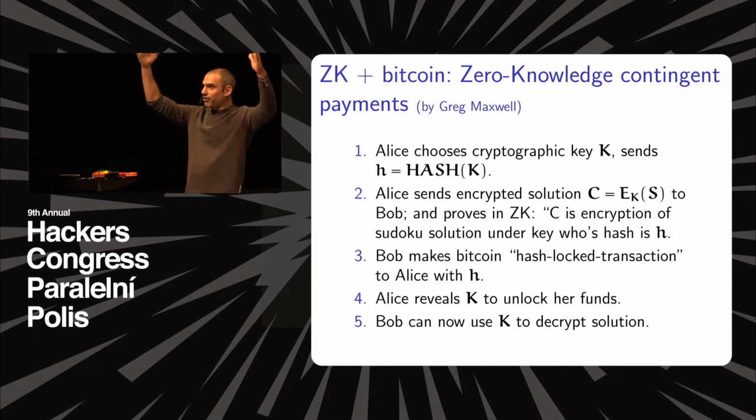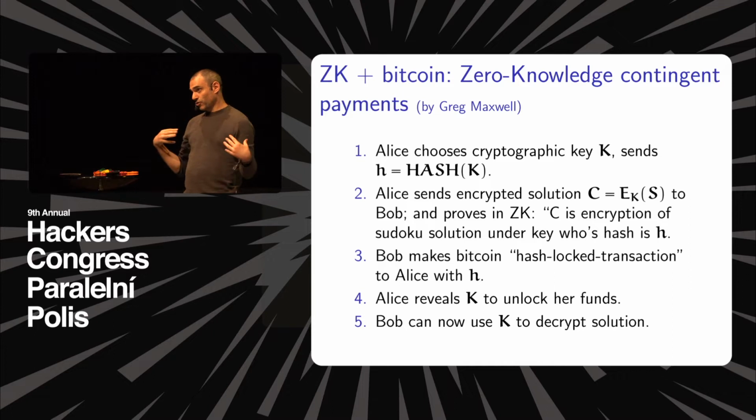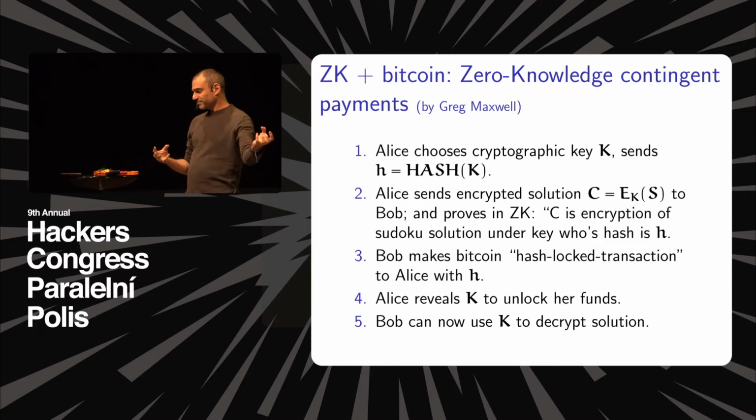Any program and any output of that program, you can prove in zero knowledge that you know an input to this program that will lead to this output. So we can think of the program whose output is this C, and the inputs to the program are K and S.